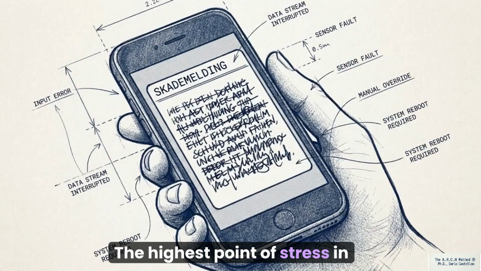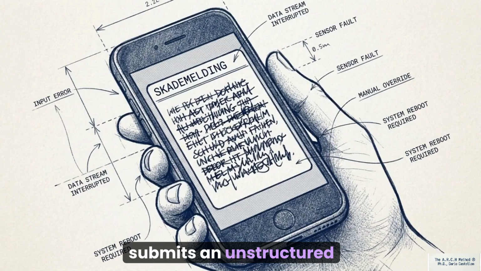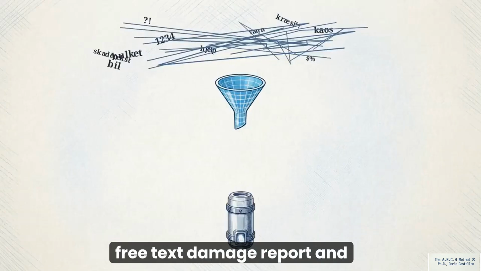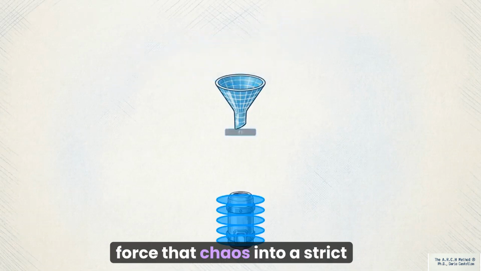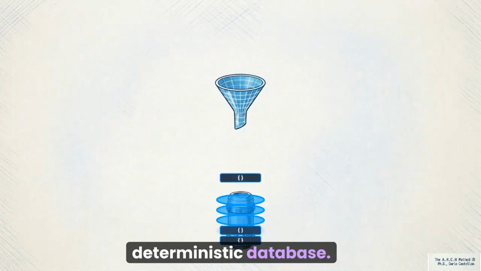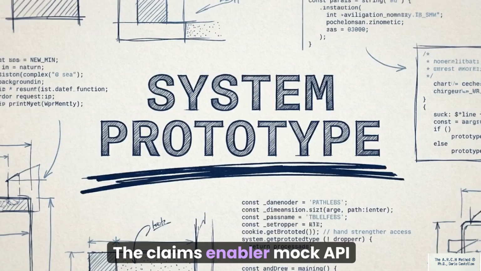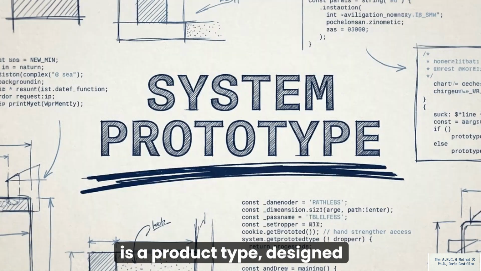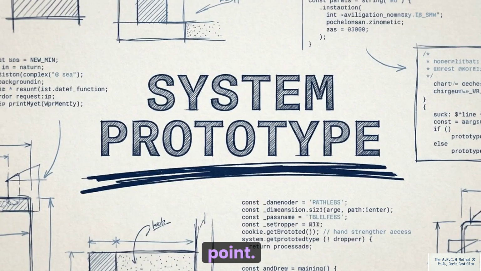The highest point of stress in an insurance application is the moment when a user submits an unstructured, free-text damage report, and the system attempts to force that chaos into a strict, deterministic database. The Claims Enabler Mock API is a prototype designed to solve this exact stress point.